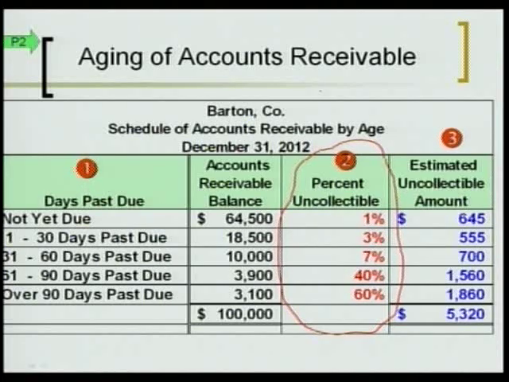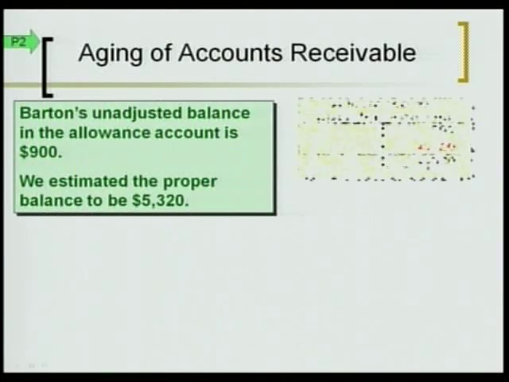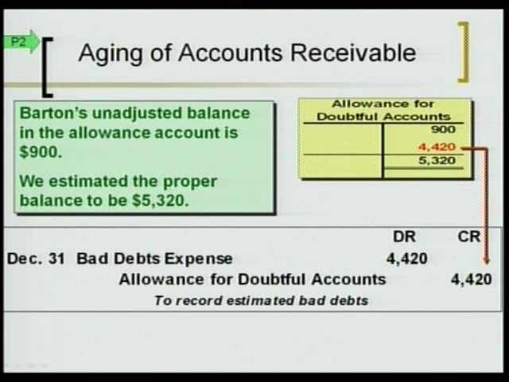Now once we have that estimated collectible amount for each category, then we add them up, and that is what we want to be the ending balance of our allowance for doubtful accounts, correct? And we have to adjust accordingly. All right? So let's go ahead and take a look at exercise 9.6.